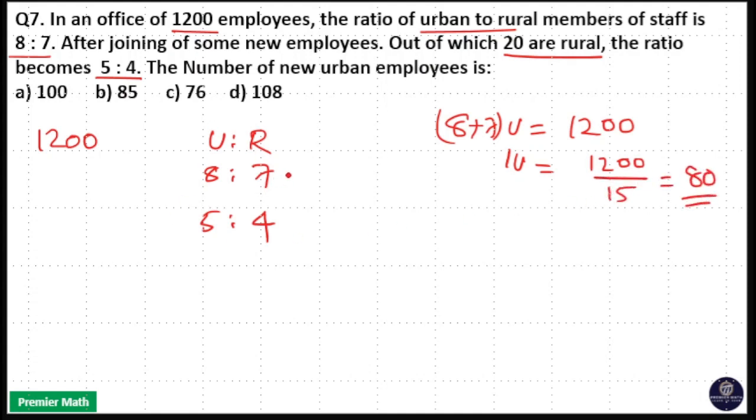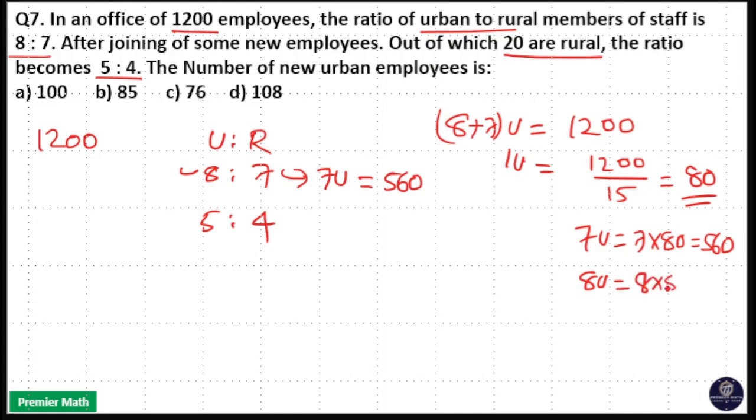So here 7 units is equal to 7 into 80, that is 560. 8 units is 8 into 80, 640. So initially there were 640 urban people and 560 rural people.